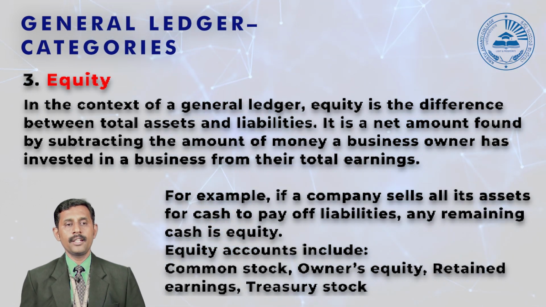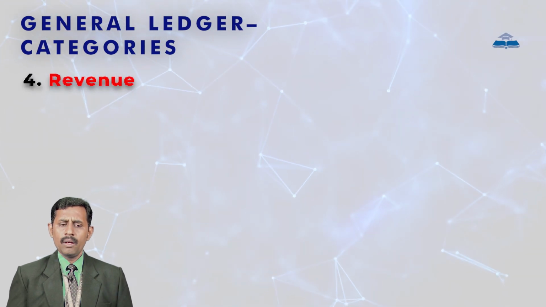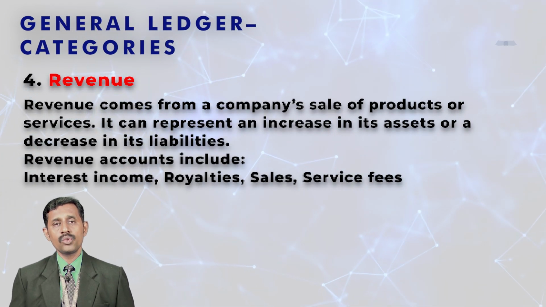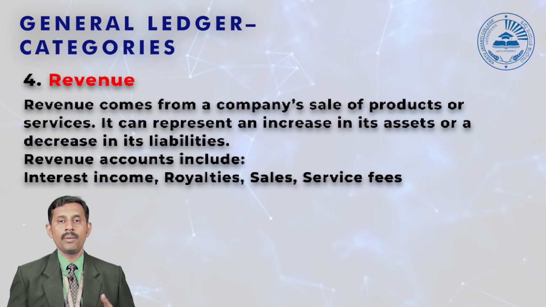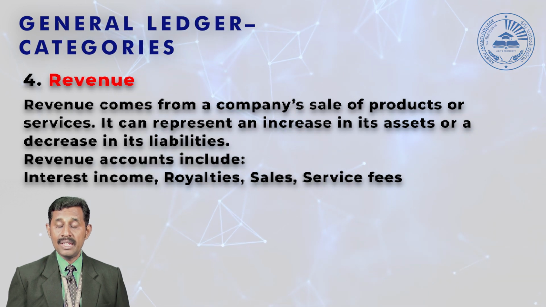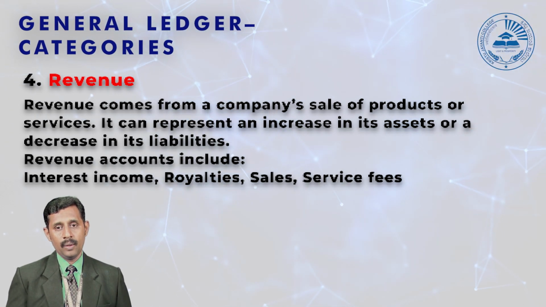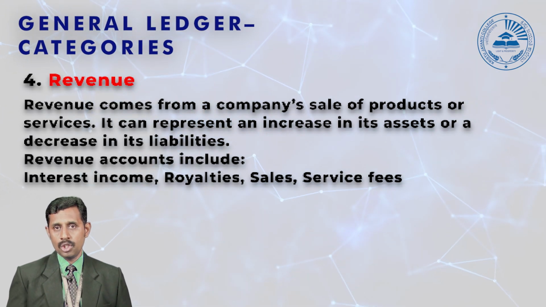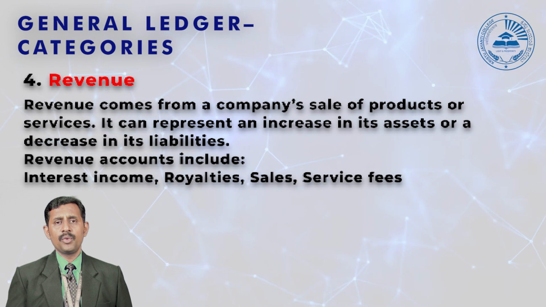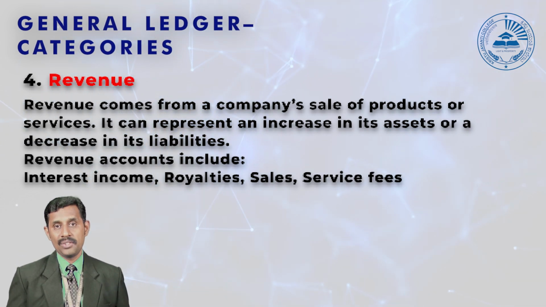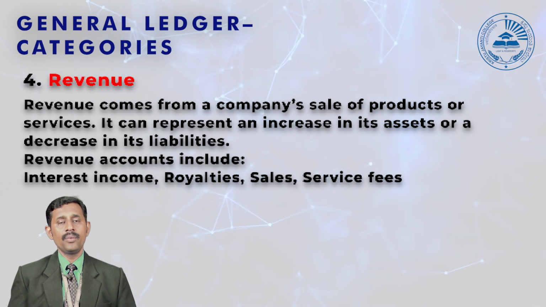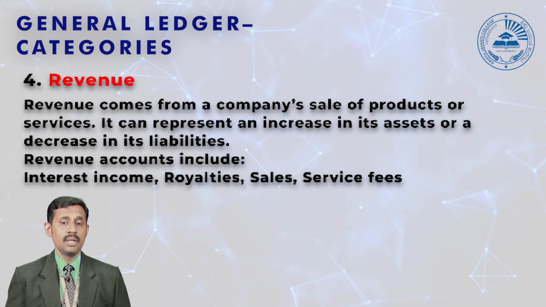The next category is revenue. When you sell something, you get revenue. Revenue comes from a company's sale of products or services. For example, if I am a toothpaste manufacturer, by selling toothpaste to the general public, revenue comes to the organization. If I offer services, income also comes to the organization. For example, a hospital or a hotel offers services like accommodation and food, and based on that, revenue comes in. Revenue comes as interest income, royalties, sales, service fees.